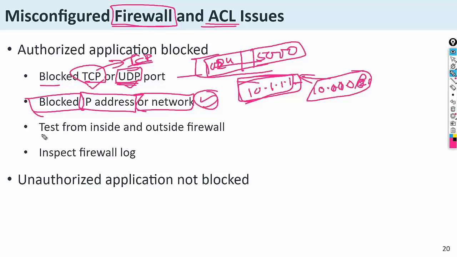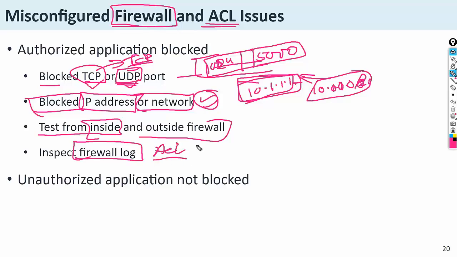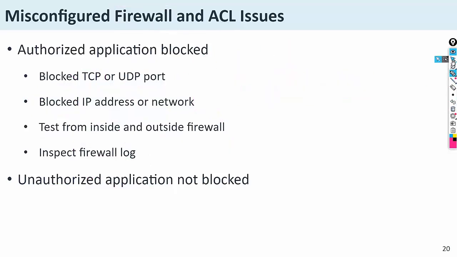So you can test from the inside and outside of the firewall, and you can also inspect the firewall log, where you can check the ACL and which traffic is allowed and which traffic is blocked. Unauthorized applications must be blocked. It is necessary when you are checking the configuration of the firewall to check that unauthorized applications are blocked, okay.